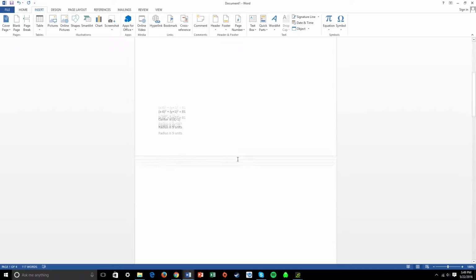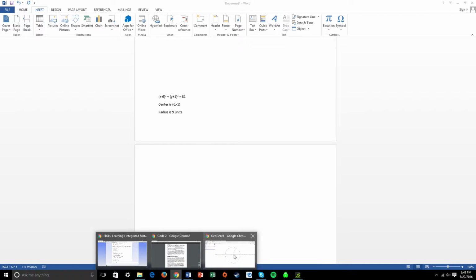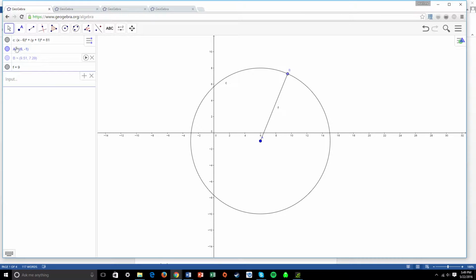As you can see, the center of the circle is (6, −1) with a radius of 9 units. To confirm this, I will put the circle equation into GeoGebra. Over here we have point A (6, −1) as the center of the circle, and we are going to create a radius. Line segment AB is going to be acting as a radius. As you can see, segment AB, or f, has a length of 9 units, which confirms that the radius is indeed 9 and that the center is (6, −1).